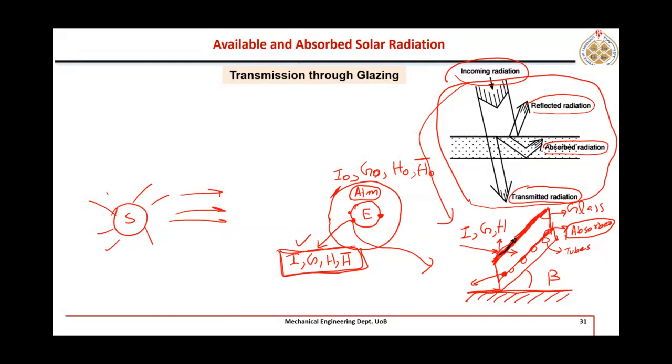So now we shall see this part. Okay, we already reached here. Now we will see what happens to this radiation which is available, this one. How much of this will finally be transmitted, and then how much of it will be absorbed. That is the next part.